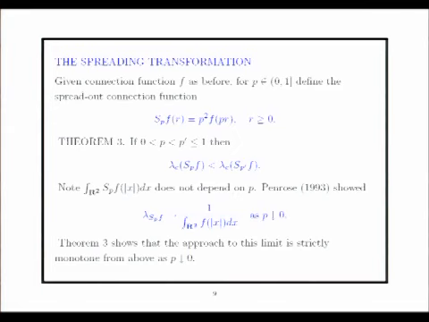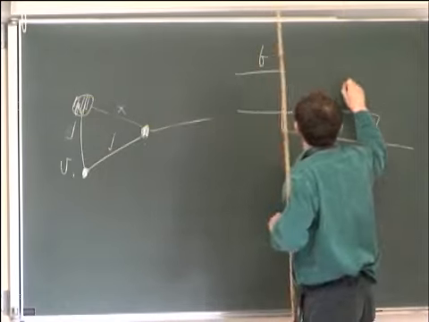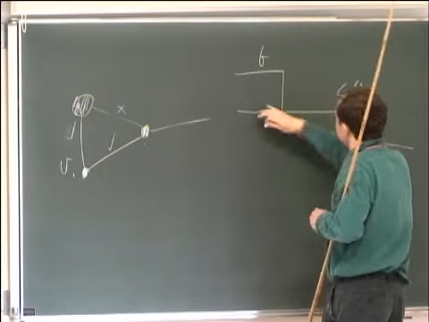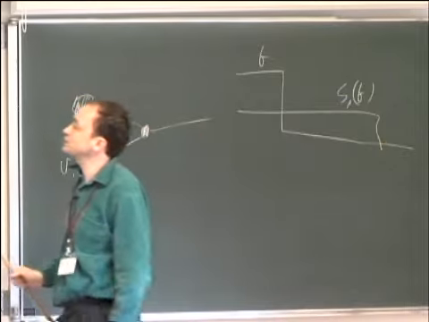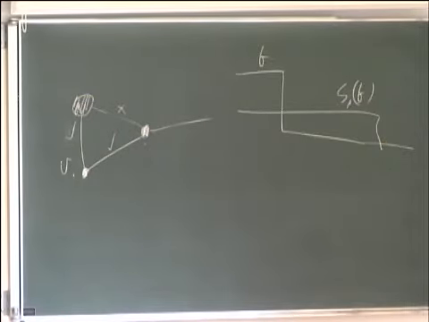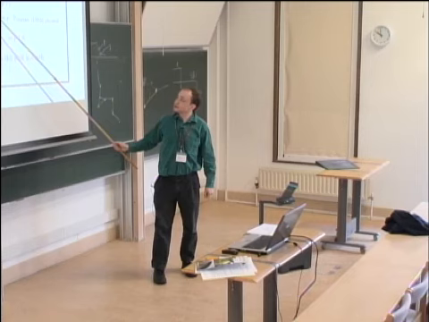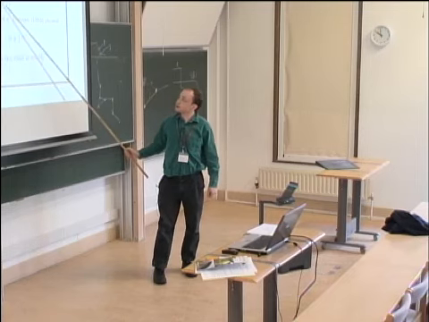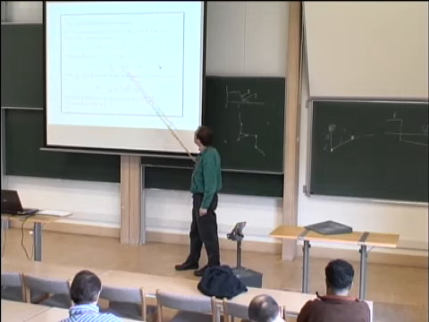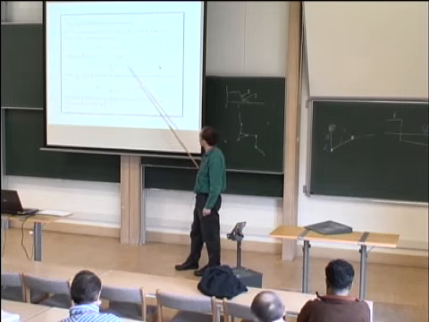The critical value of lambda for the spread out function f, so this is the function f, and this is the function SPF, and it's supposed to be spread out in such a way that the expected number of connections are the same. The critical value for SPF, well, let's just think about the case with p prime equals 1, is less than the critical value for f.